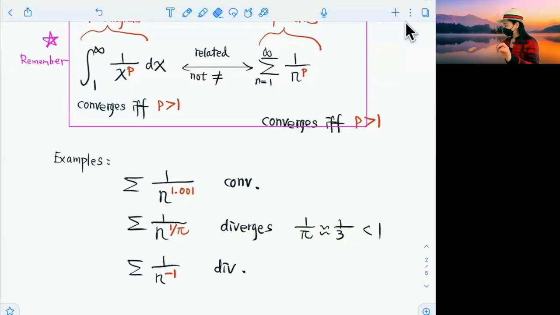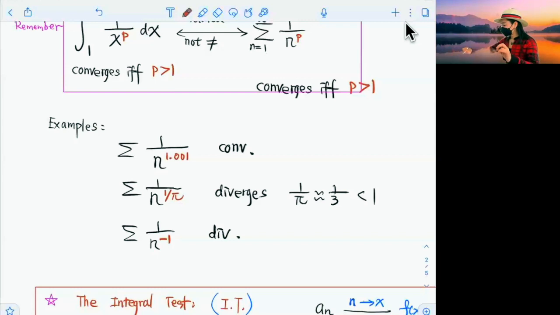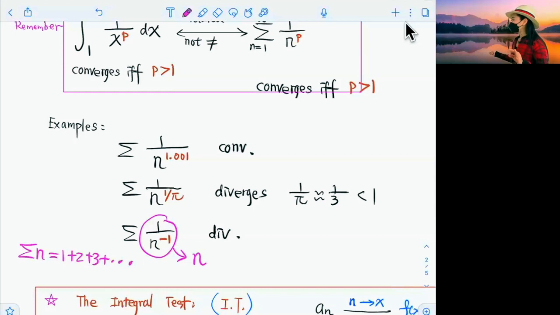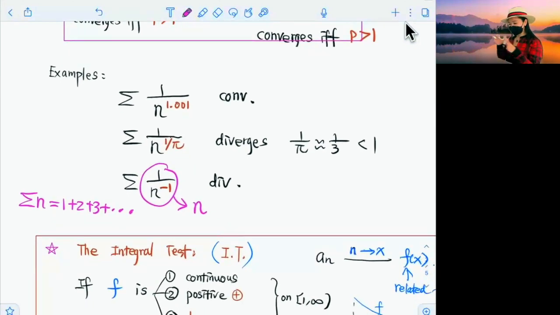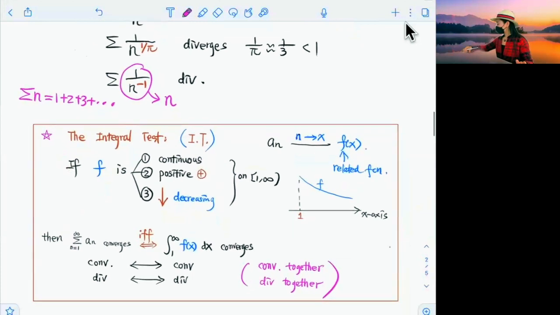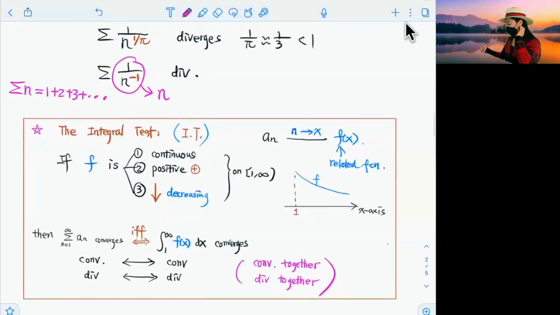You got it right. I think what might confuse you is that it is actually accurate to write 1 over n to the negative 1, because this one here is simplified. It should be just n, right? So what is this series? n is just 1 plus 2 plus 3, etc. Certainly it diverges to infinity. That's good. I'm glad that you guys are actually thinking, not just listening. Now we're going to talk about the integral test.